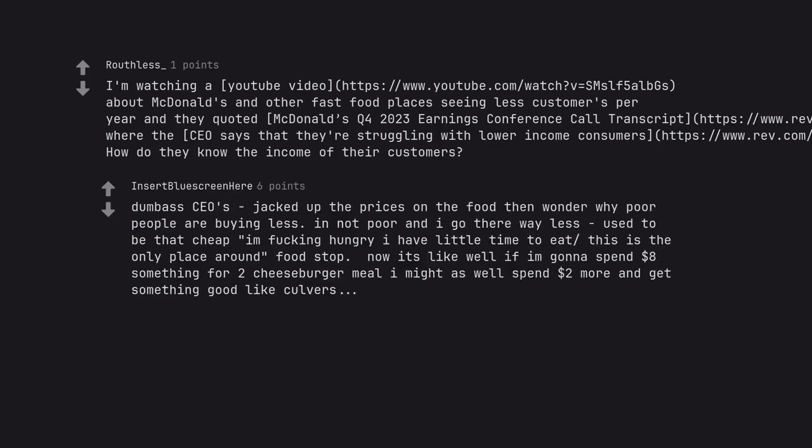Dumbest CEOs jacked up the prices on the food, then wonder why poor people are buying less, and not just poor, I go there way less. It used to be that cheap. I'm hungry, I have little time to eat, this is the only place around for food. It's like, well, if I'm gonna spend $8 something for a cheeseburger meal, I might as well spend $2 more and get something good like Culver's.